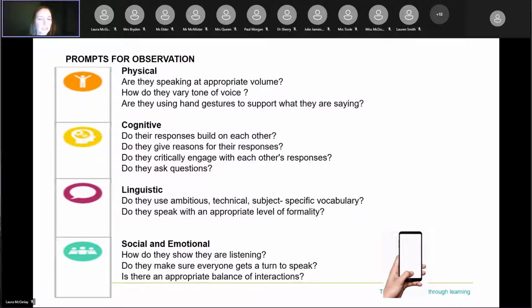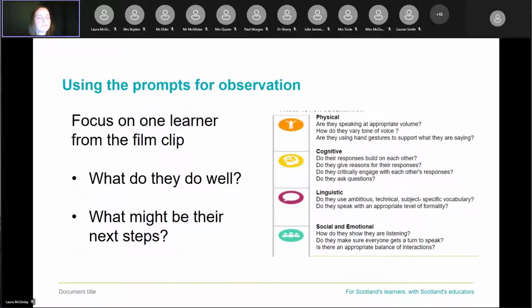Next slide, just a summary of what we're going to do. As I said, we're going to focus on one learner from the film clip. We're going to think about what they're doing well, and then we're going to think about what their next steps might be. So at this moment in time, Julie is going to share the film for you to watch and to think about with your prompts.